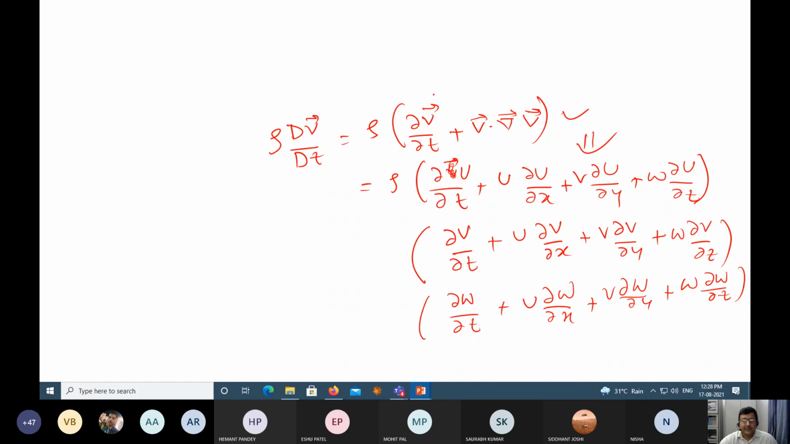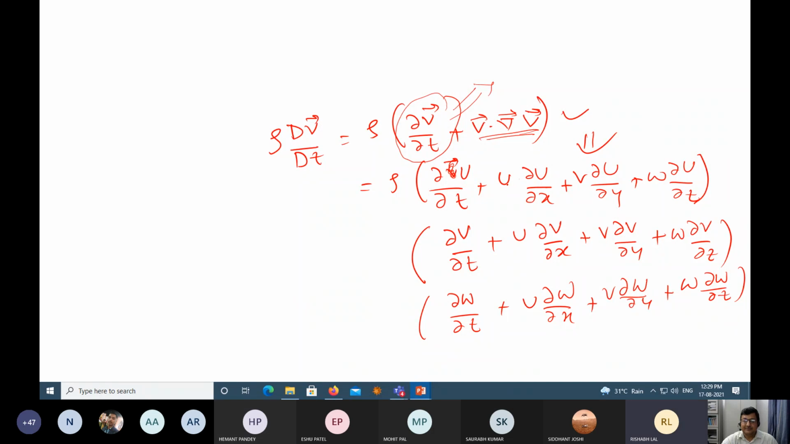Now, what is the unit of this particular component? Can anybody tell me what is the unit of this particular component? Del v by del t. Meter per second square. So what is this term? Acceleration. Now what is this term? If this is acceleration, what should it be? Instantaneous acceleration.